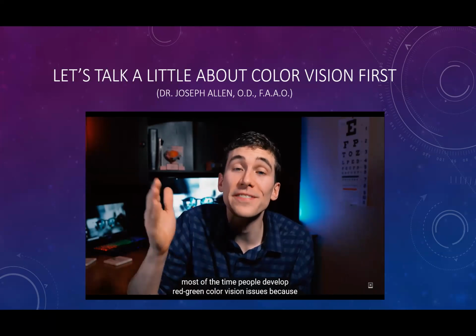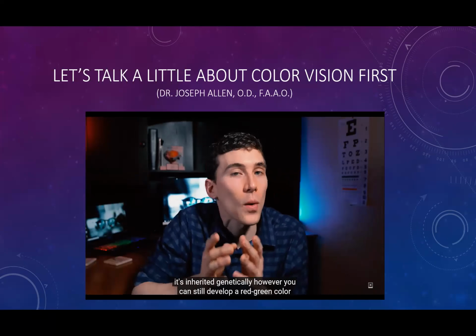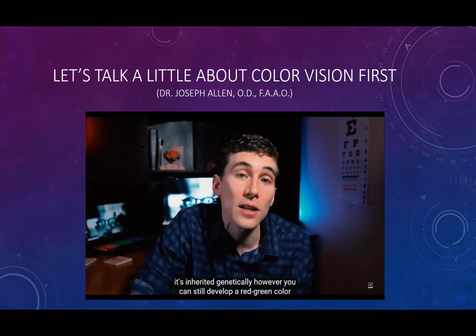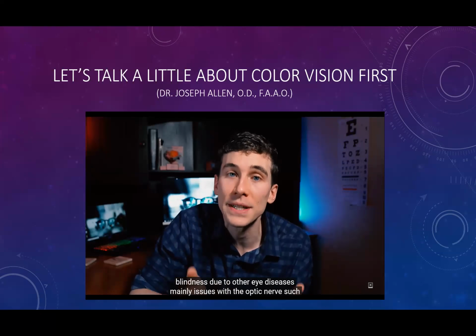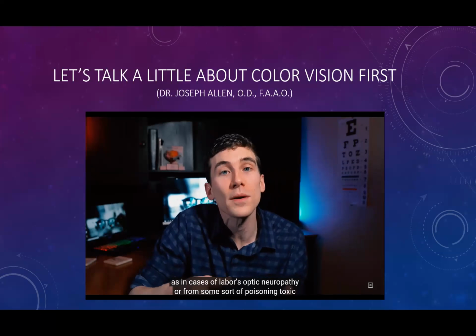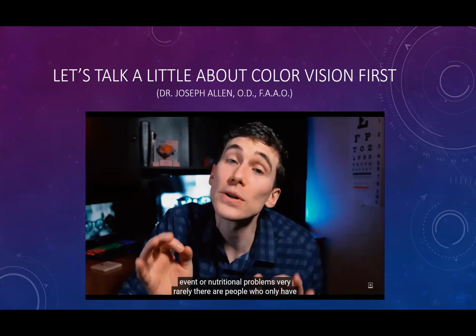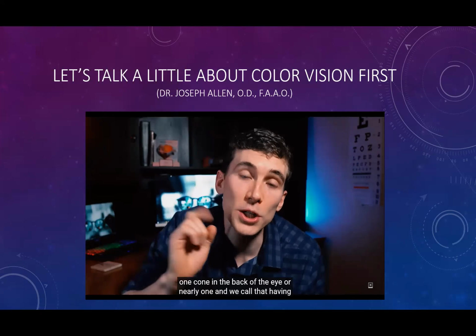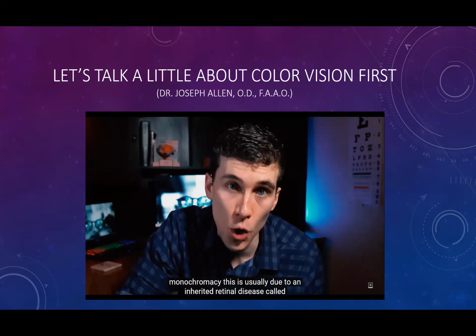Now, most of the time, people develop red-green color vision issues because it's inherited genetically. However, you can still develop red-green color blindness due to other eye diseases, mainly issues with the optic nerve, such as in cases of Leber's optic neuropathy, or from some sort of poisoning, toxic event, or nutritional problems. Very rarely there are people who only have one cone in the back of the eye, or nearly one, and we call that having monochromacy.